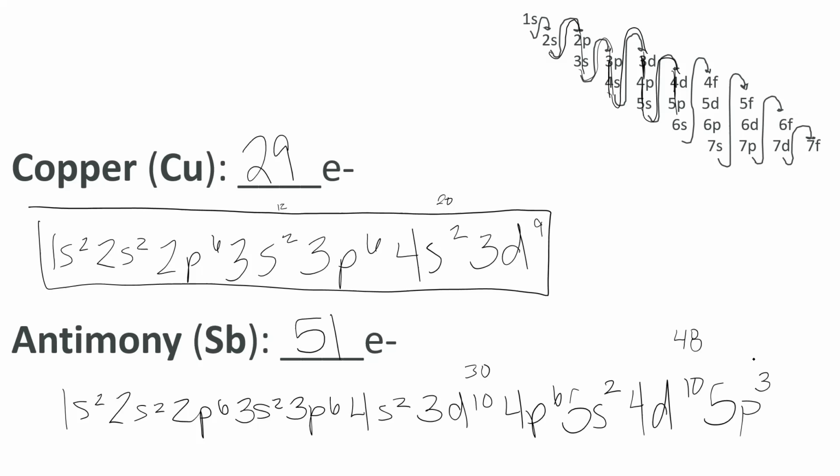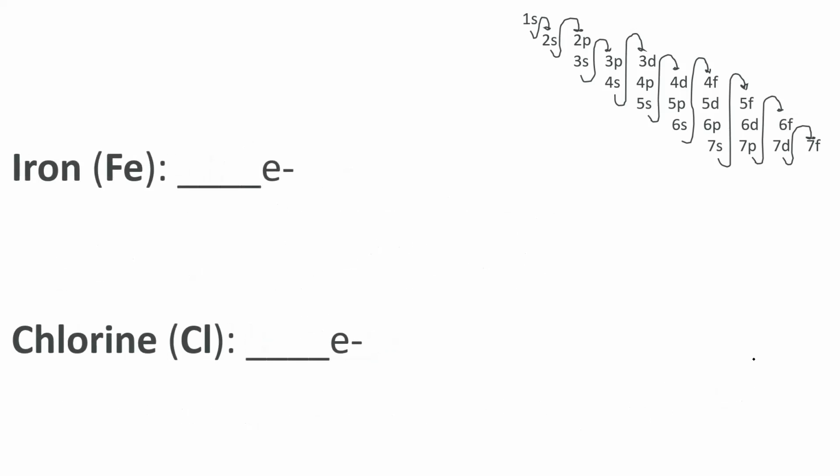All right, 2 more. Try iron, try chlorine. Fe, iron, atomic number 26. Chlorine, Cl, atomic number 17. Try these, check your answers. Remember, if you're stuck at all, Zoom with me, ask questions.